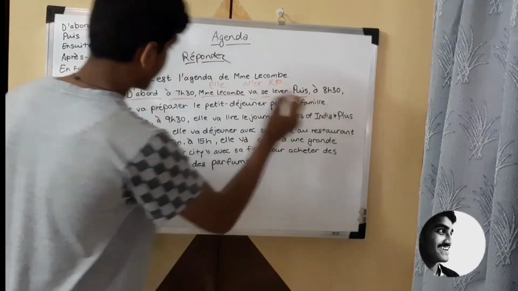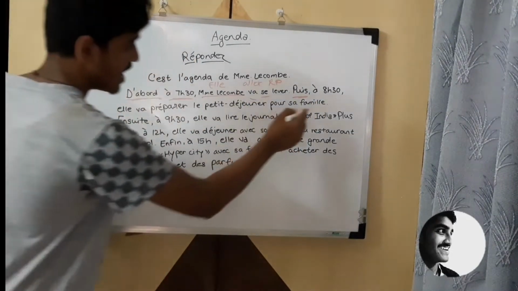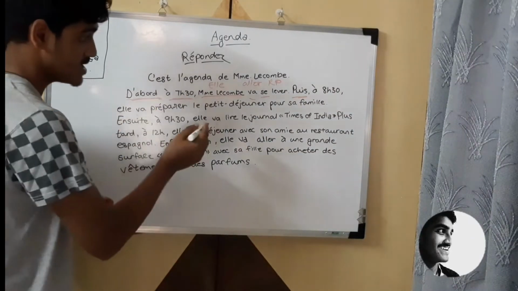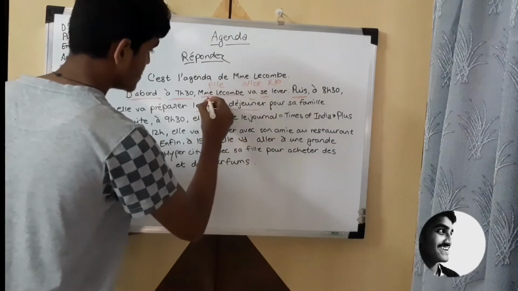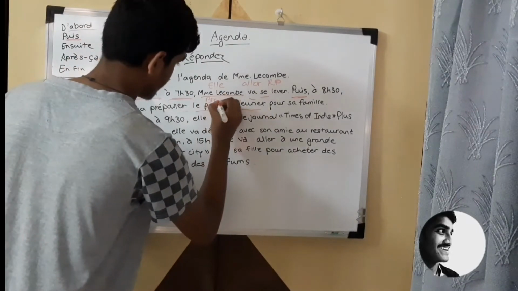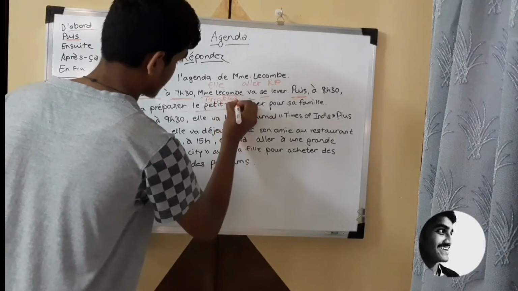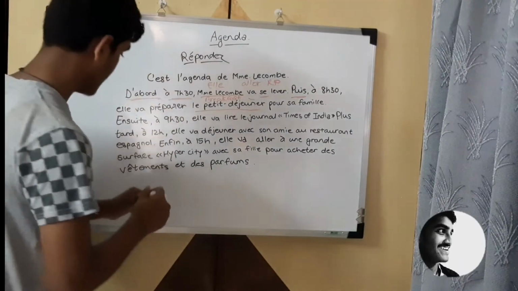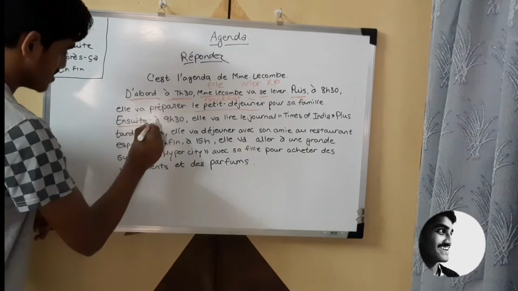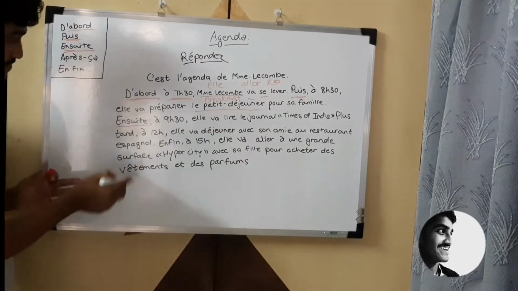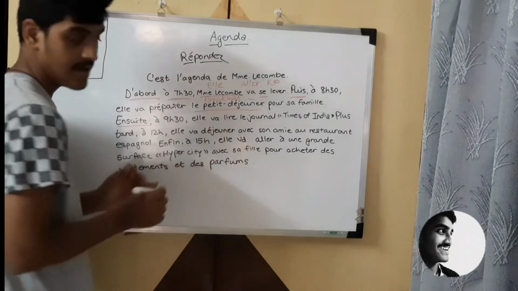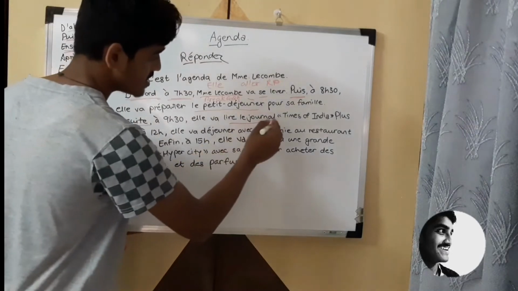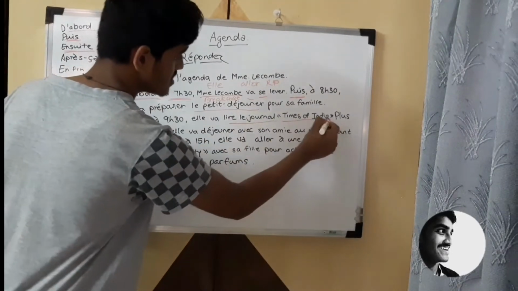Then the connectors. At 8:30, elle va préparer le petit déjeuner. Préparer means to prepare. Petit déjeuner means breakfast, pour sa famille, for her family. After that, ensuite, at 9:30, elle va lire le journal. Lire le journal means to read the newspaper. Journal means newspaper, and then write the newspaper name.